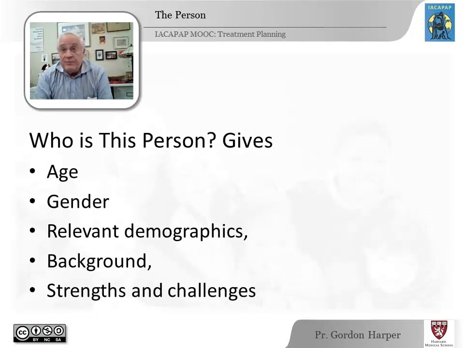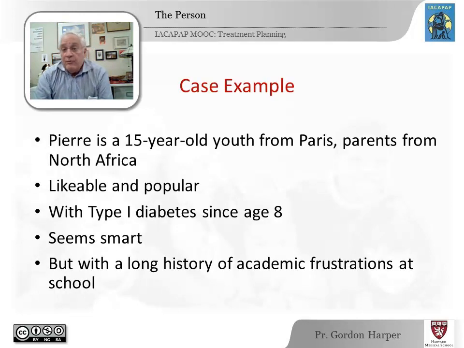First, who is this person? We list the age, the gender, relevant demographics, background, strengths, and challenges. For instance, Pierre is a 15-year-old youth from Paris, parents from North Africa, likable and popular, with type 1 diabetes since age 8, seems smart, but with a long history of academic frustrations at school.